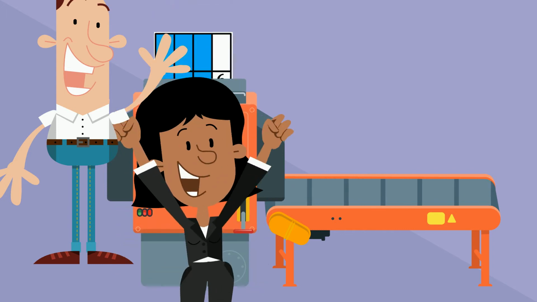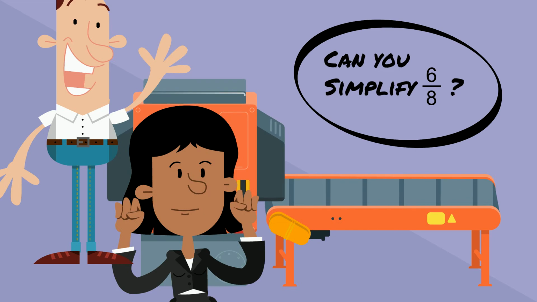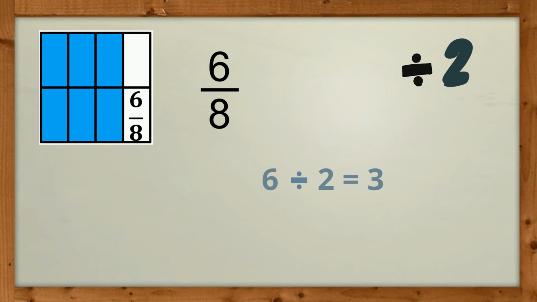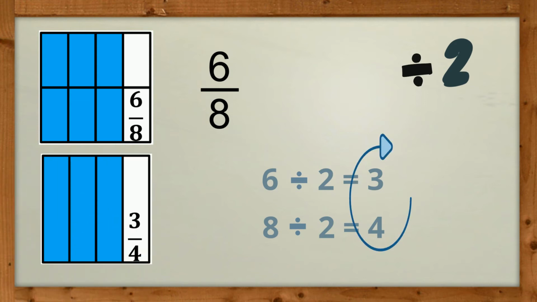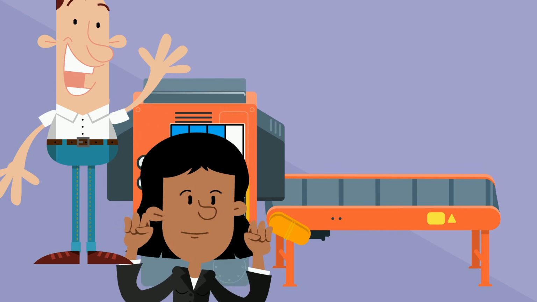Next, Fred puts 6/8 in the machine. What do you think will come out? Start with 6/8. You can divide the numerator and the denominator by 2. 6 divided by 2 is 3. 8 divided by 2 is 4. What do you have? That's right, 3/4. And that's exactly what came out of the simplifying machine.